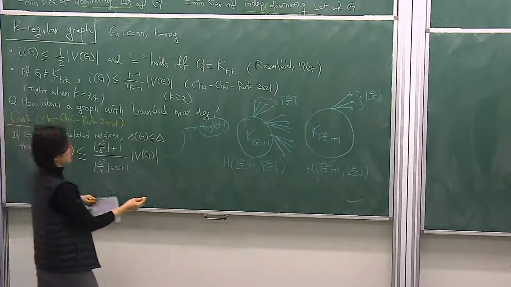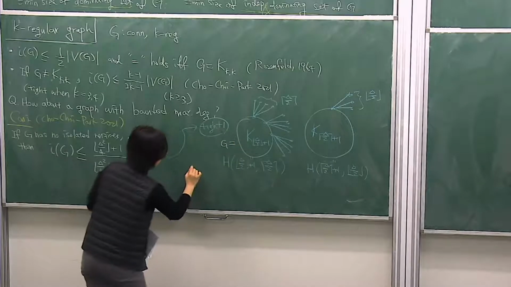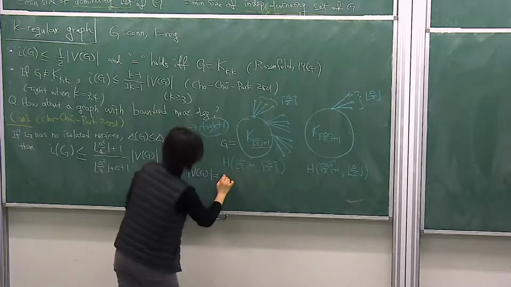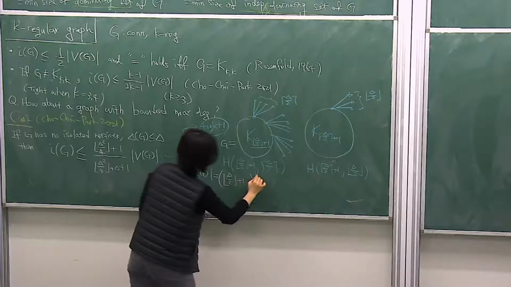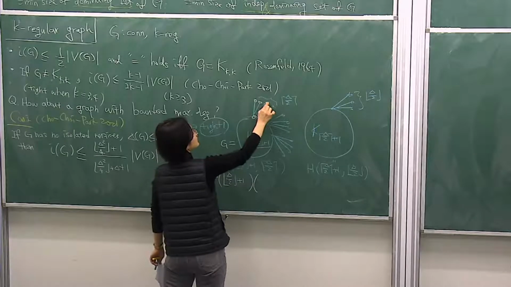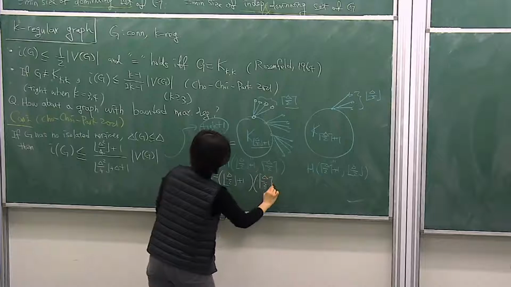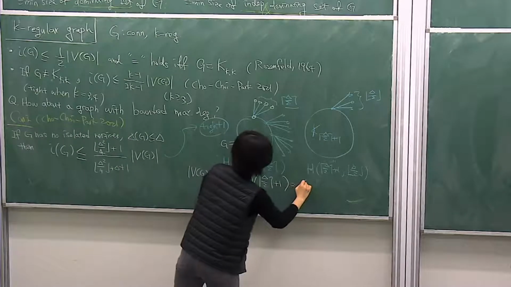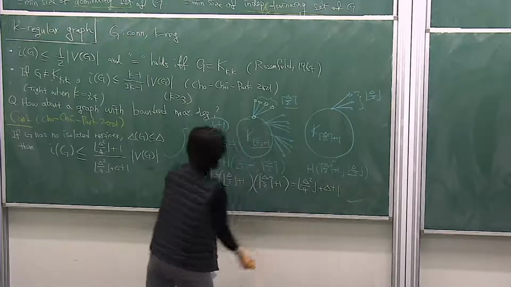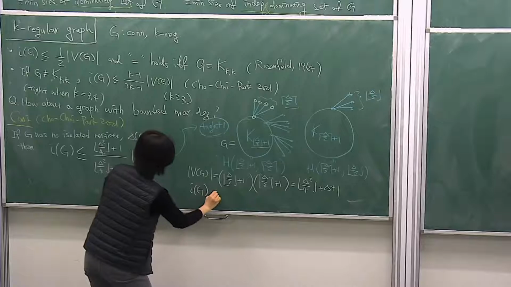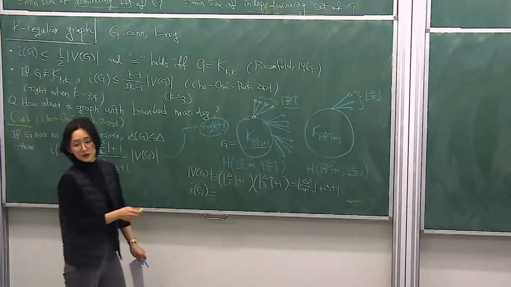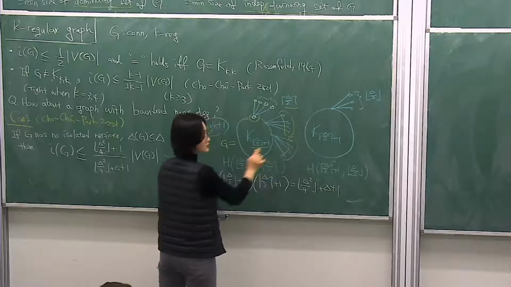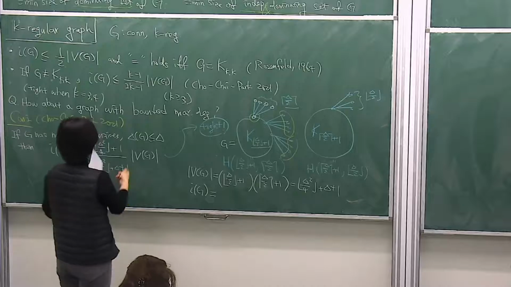Here, let's say this graph is G. The number of vertices in this graph is, for this many vertices, each of them is connected to this many vertices, four vertices like this. So it's exactly this number. And then if we compute i of G, we can only take one vertex inside of the clique, and then we have to take all the other vertices of degree 1. So that will give exactly this number.